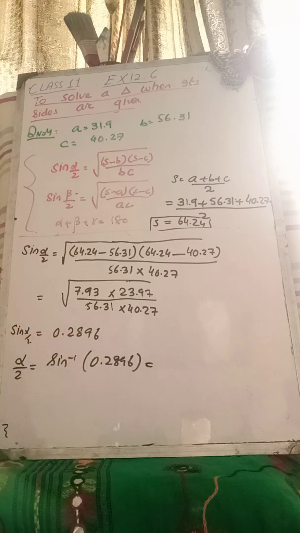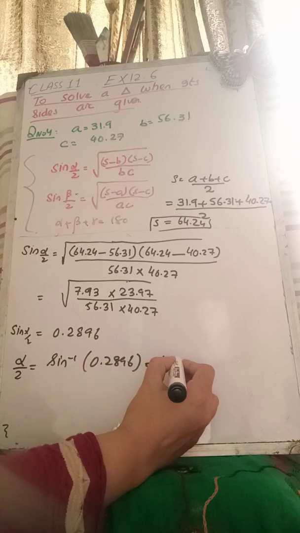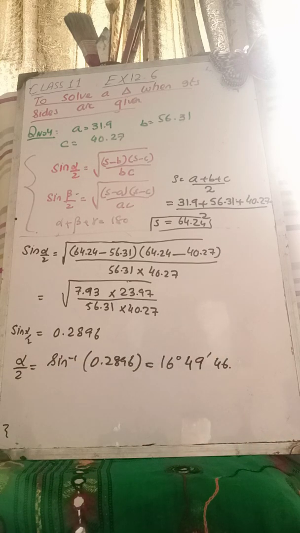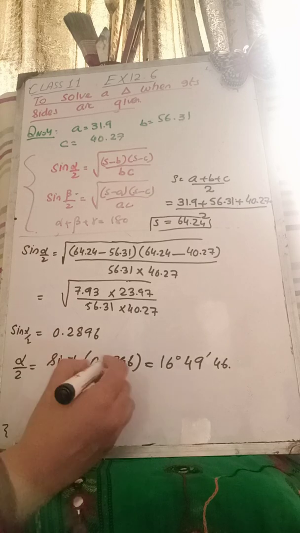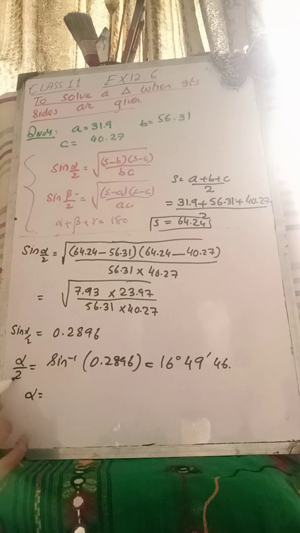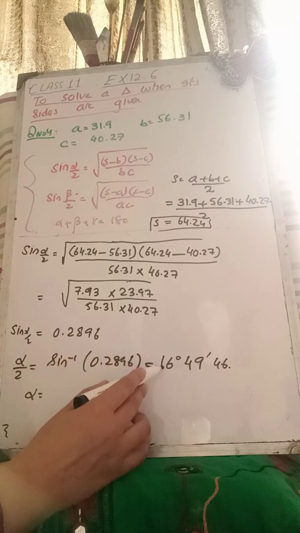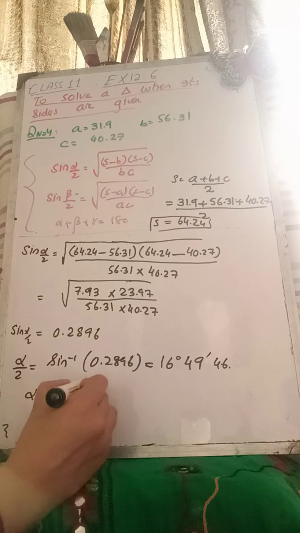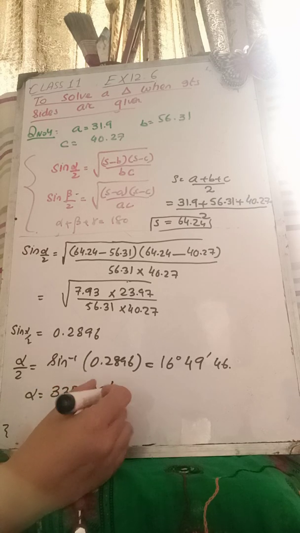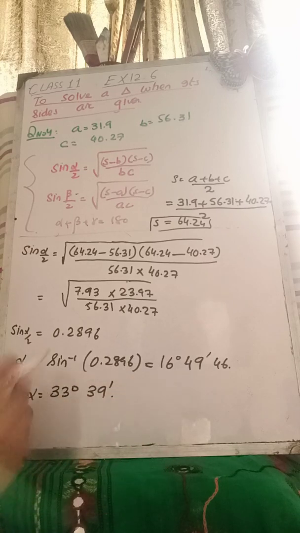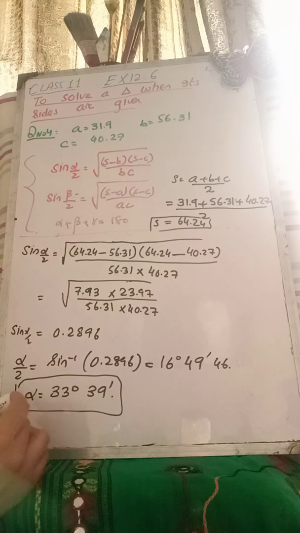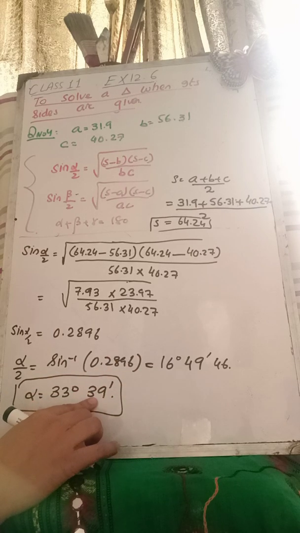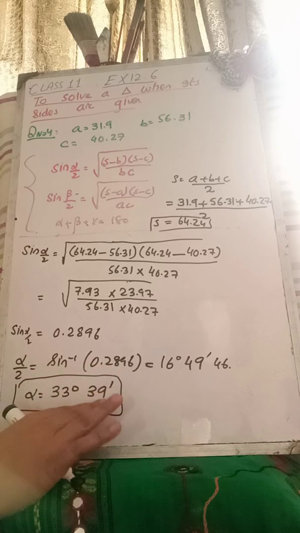it will give me alpha by 2 equal to 16 degrees and 49 minutes plus some seconds which we can ignore. Then multiplying this by 2, because we have a 2 in the division over here, I am going to shift it to the right hand side. So this angle will be multiplied by 2 and alpha will come out to be equal to 33 degrees and 39 minutes, and some seconds also which we can ignore. Alpha is 33 degrees and 39 minutes plus 32 seconds, that you can write as 40 minutes also. It's up to you, you can use 39 minutes also.